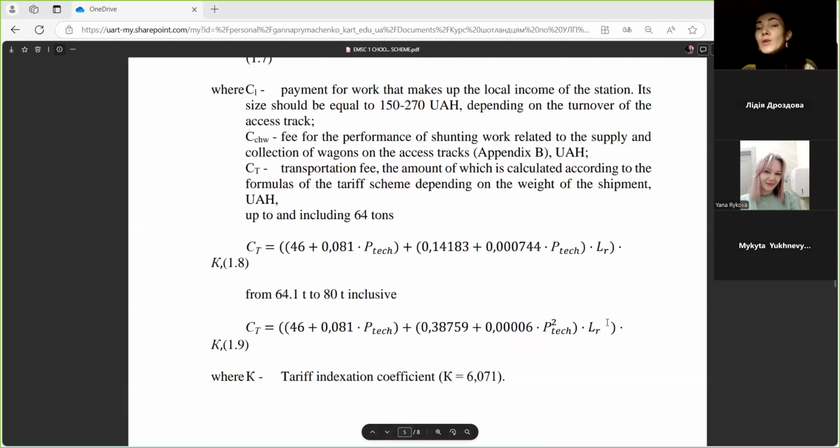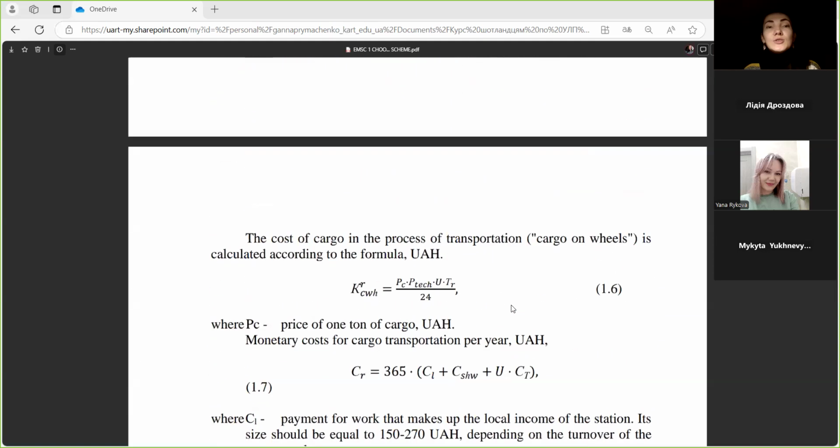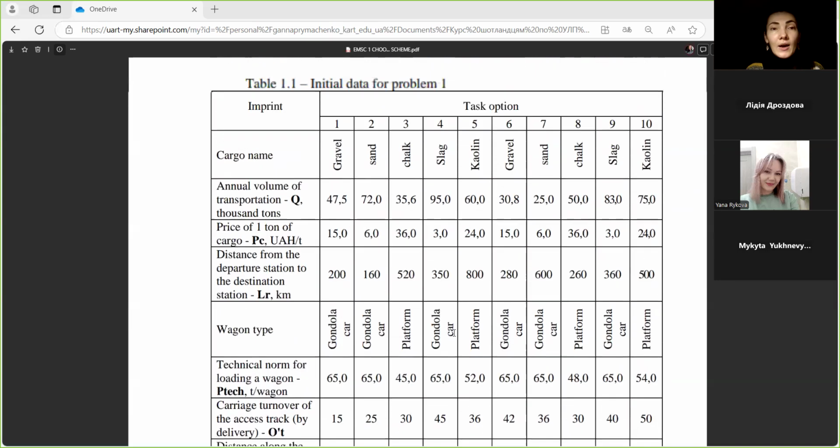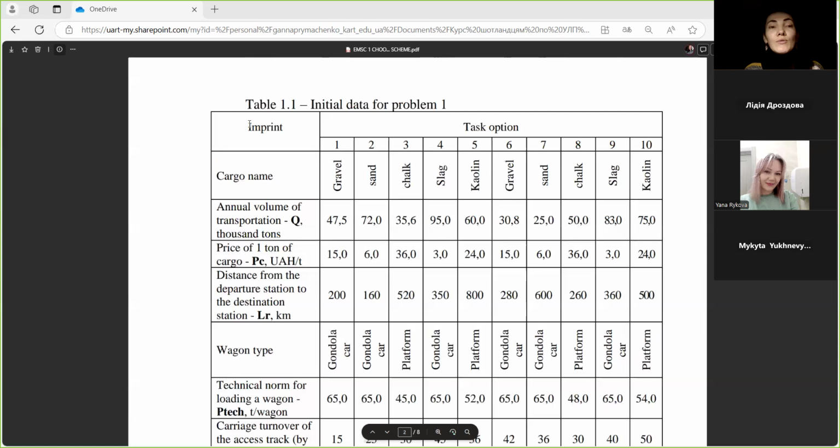Okay, we need to find L with index R. It is the distance for railway transport. I now open it for you. Yes, it is the first, second, third, fourth, fifth line of our table. Please find the distance from the departure station to the destination station. For the first variant, for example, 200 kilometers. For the second variant, 160, and so on. Please choose your value of this parameter.